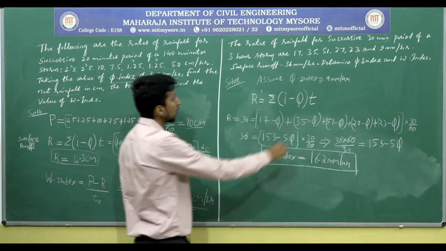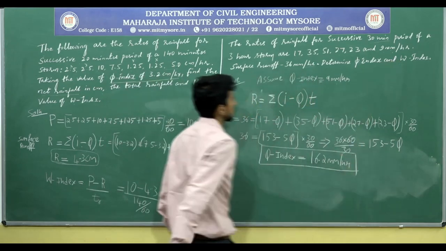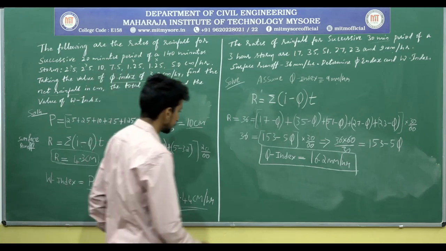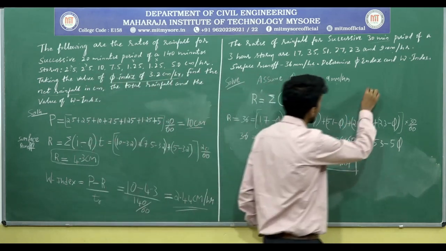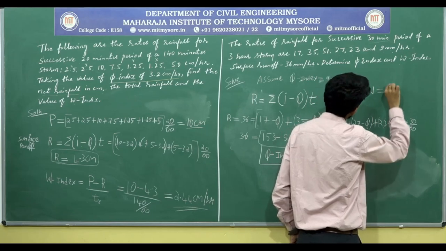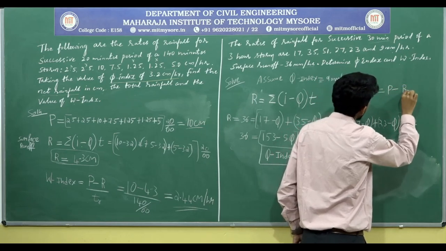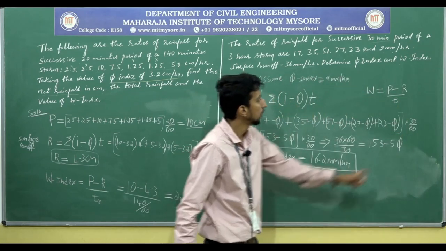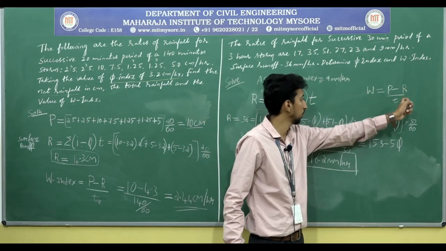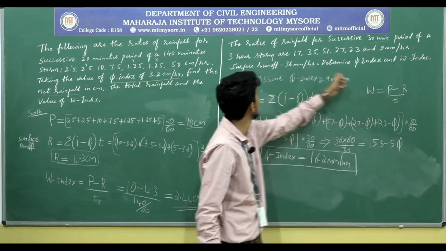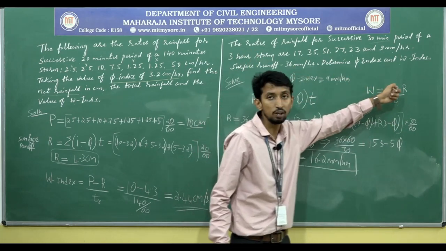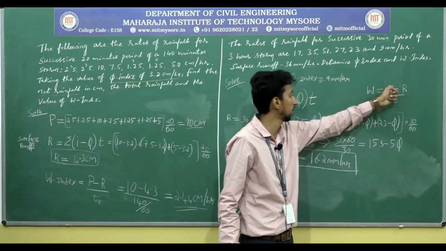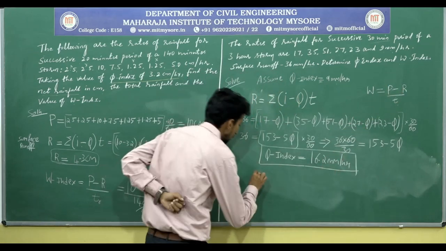Now here we need to find out the W index. For finding out the W index, you all know that W index equals total rainfall minus runoff, divided by total time. Here we know the value of runoff. Here we know the value of time. The total time is 3 hours. Here we need to find out the total rainfall first.